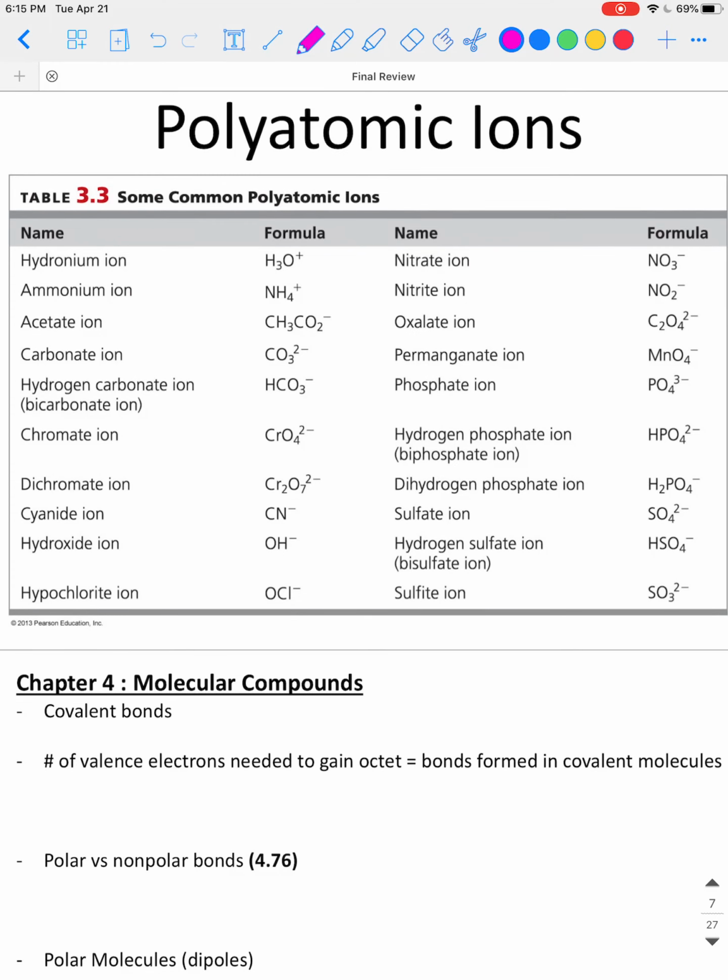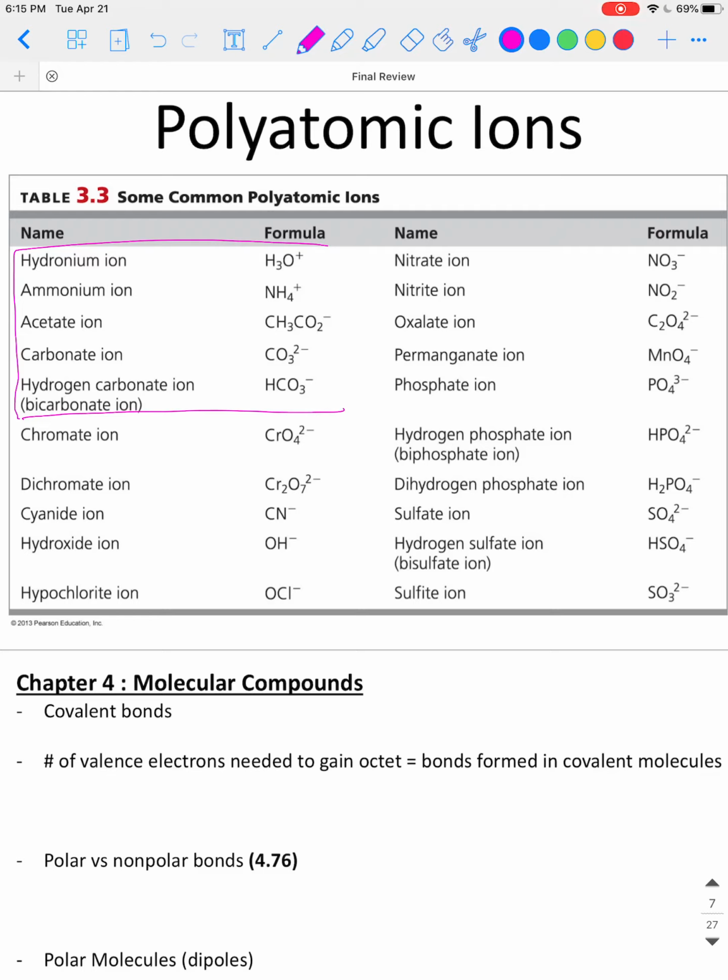So I think that's it. Here's the table of polyatomic ions. Remember the ones you have to memorize. I'll circle them. Hydronium, H3O. Ammonium, acetate, carbonate. You know what? Why don't I just box these in? All this writing is getting on my nerves.